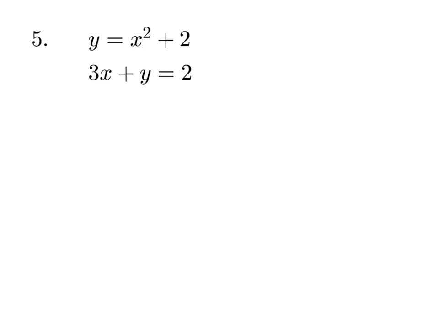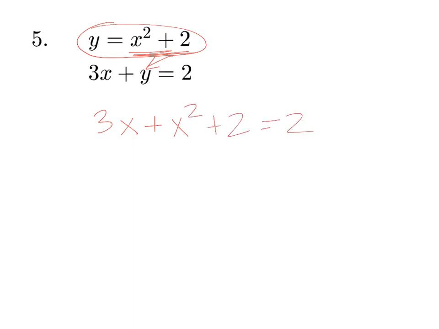All right, here we have a system of equations. And here I already have y isolated, so I'm going to take x squared plus 2 and plug that in here into the other equation. So 3x plus x squared plus 2 equals 2. All right, and I'm going to subtract 2. So I end up with 3x plus x squared plus 0. These cancel out, equals 0.